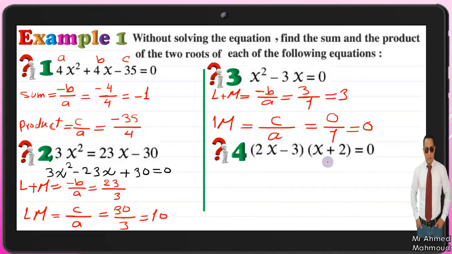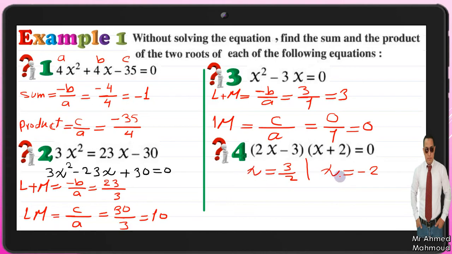The next one: (2x minus 3) and (x plus 2). I can solve this one in two different ways. First, I'm going to multiply the two brackets and simplify the expression to find the sum and the product. But I have another, simpler method. How come? I can find the two roots by solving the two brackets. The first bracket, x plus 2 equals 0, then x equals negative 2. The second bracket, 2x minus 3 equals 0, then 2x equals 3, then x equals 3 over 2.